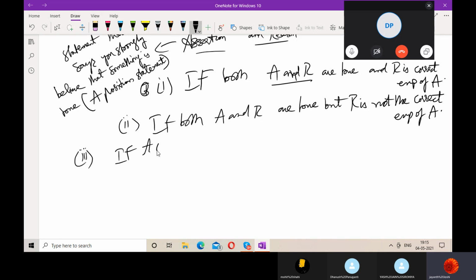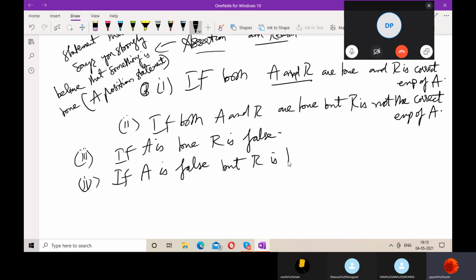If assertion is true, reason is false. If assertion is false, but reason is true. If both assertion and reason are false. So I think you have understood. Now let's go for the question.